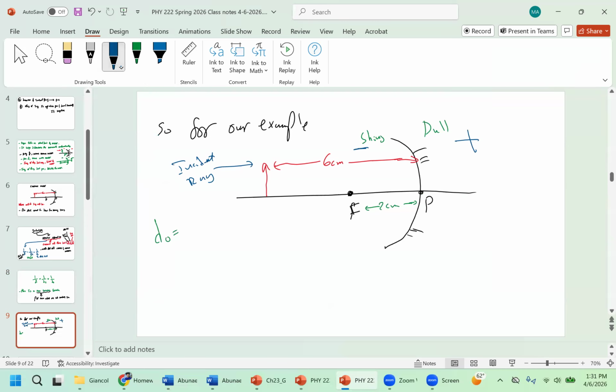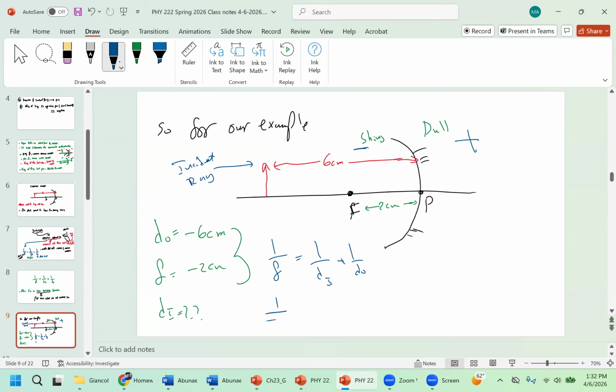That means your distance of the object in this case will be minus 6 centimeters. Your focal length will be minus 2 centimeters because of the negative side, which means, let's say you want to find the distance of the image. So from these two, 1 over f equals 1 over di plus 1 over do. Go ahead and solve this, tell me what you get. See if you get the same answer as I do.